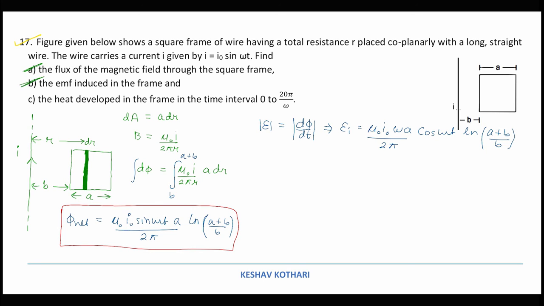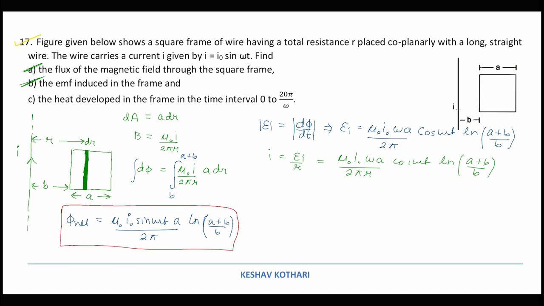Now in the last part, the question is asking the heat developed in the frame in the time interval 0 to 20 pi by omega. So the first thing to solve for the heat is that we calculate the value of current flowing in this square frame. Current is equal to E induced upon resistance, which is small r. So the current is mu naught I naught omega a upon 2 pi r cos omega t ln of (a plus b) by b.